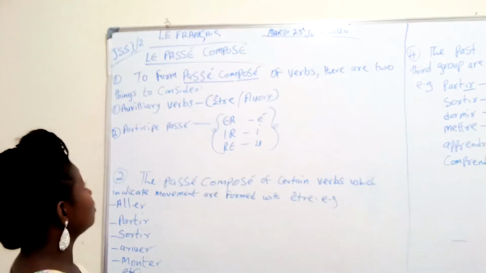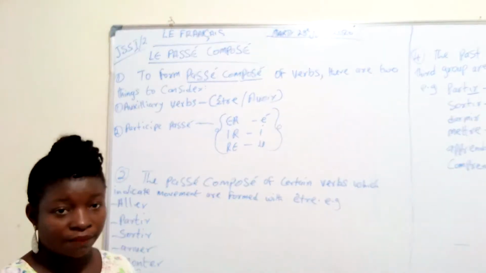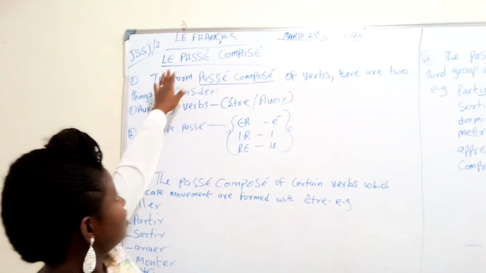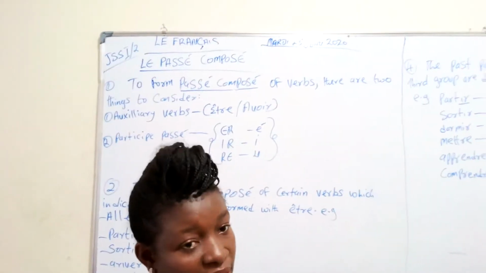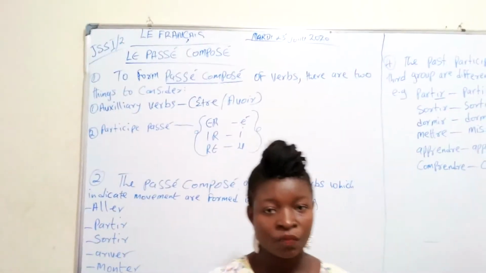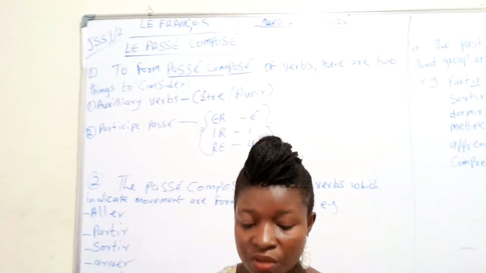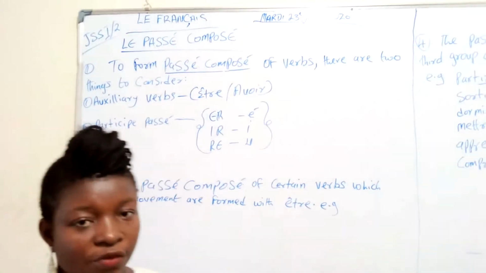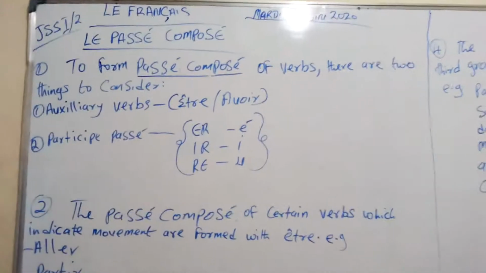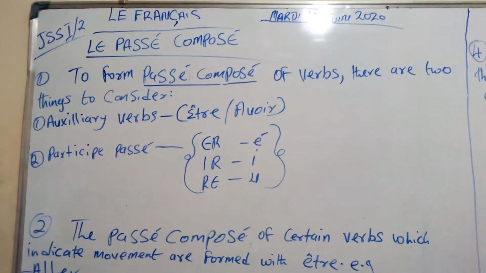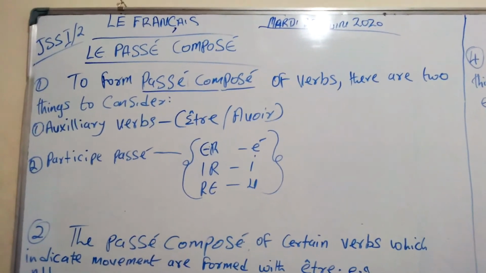So the topic on the board is le passé composé. Passé composé here is simply past tense, something that has passed. So today we're going to be concentrating on how to form this passé composé. It's like saying, how do you write your past tense? How do you form past tense?